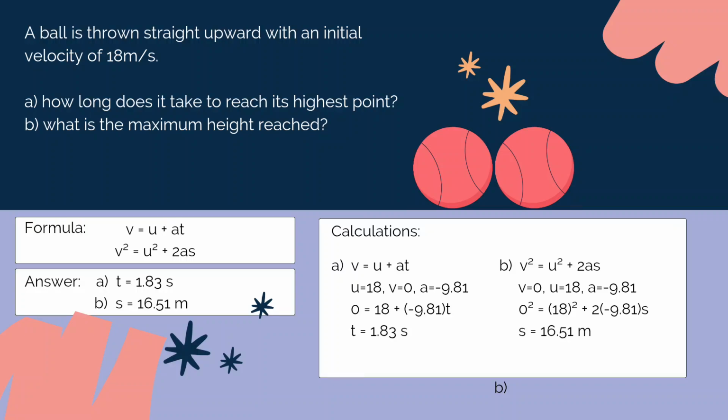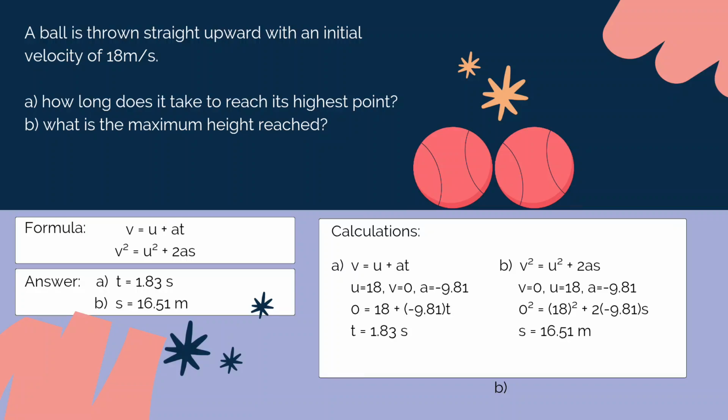The suitable equation is v equals u plus at, for us to use to find t. By substituting the values, we get 0 equals 18 minus 9.81t. Solving for t gives us 1.83 seconds. Therefore, the ball takes 1.83 seconds to reach its highest point.